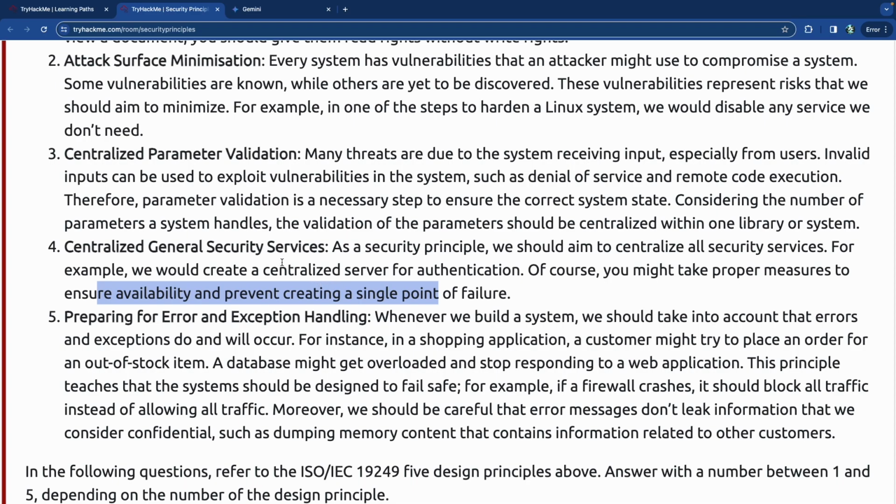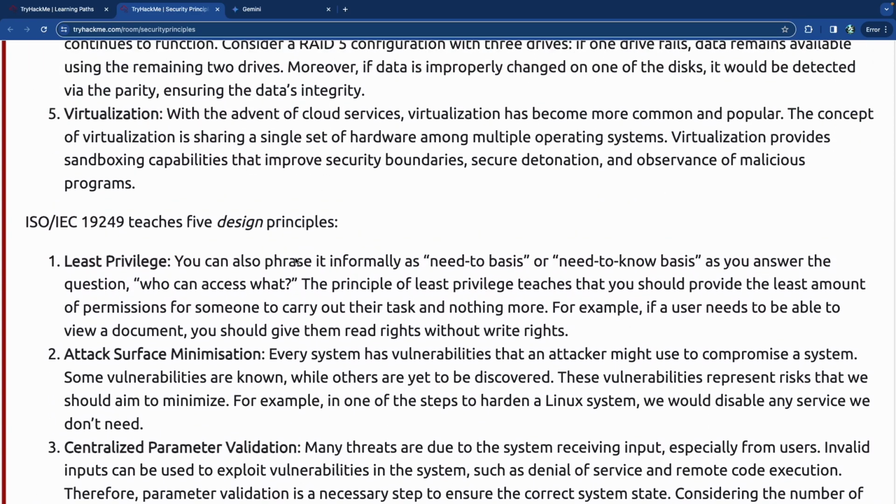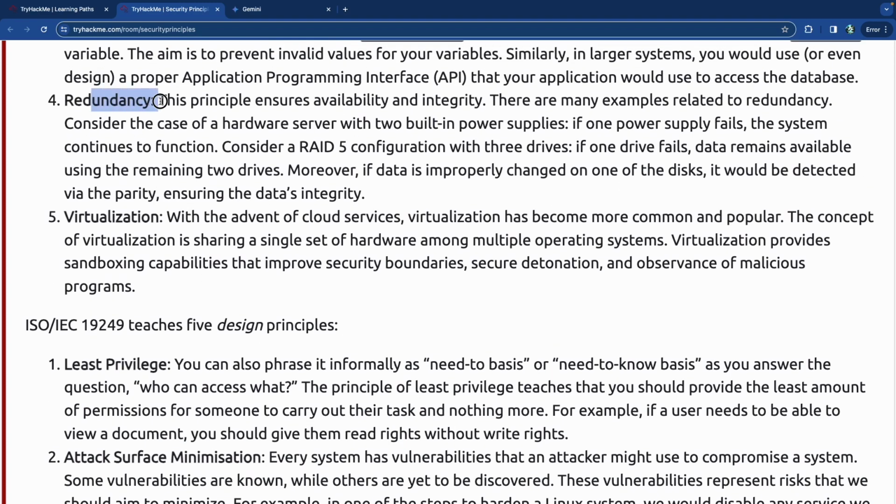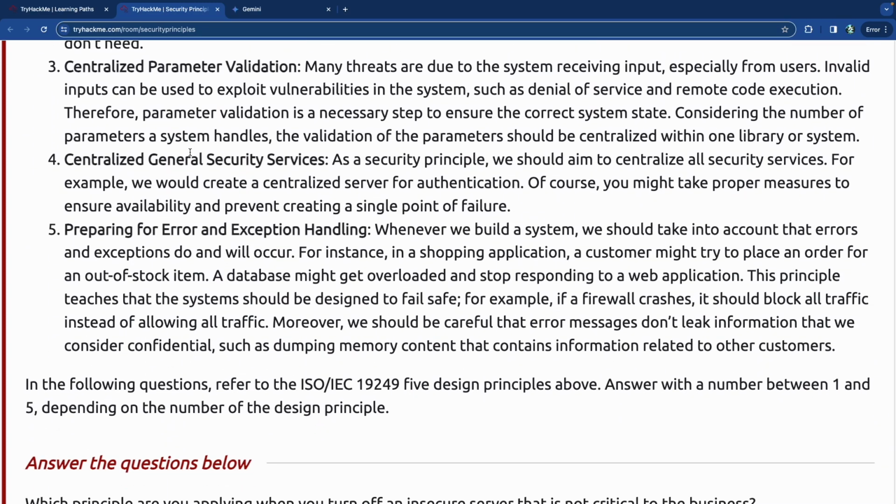So if you only have one central location where things are running and that place crashes, everything is done. So centralized general security services need to be combined with redundancy, so you have several centralized locations, so that if one of them goes down, that one single point doesn't crash the entire company, right?